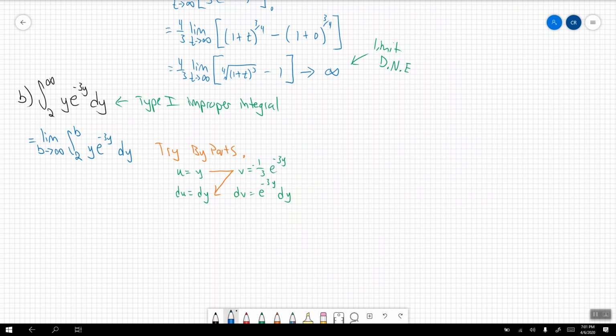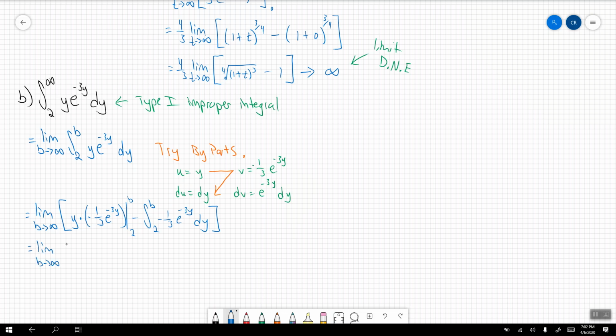So by parts means I multiply those two. This equals the limit as b goes towards infinity of u times v, which is y times negative 1/3 e to the power of negative 3y, minus the integral from 2 to b of v du, so negative 1/3 e to the negative 3y dy. And I do believe that is way easier to evaluate integral-wise.